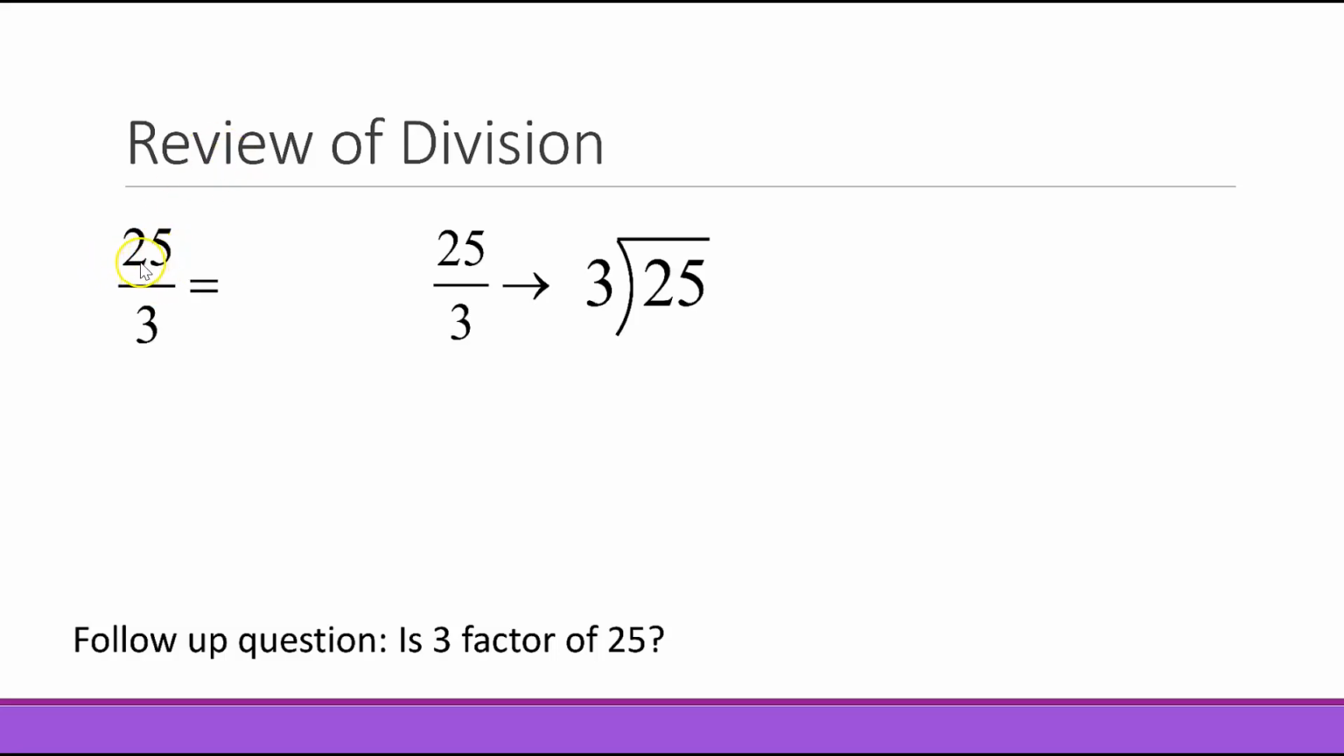So if we have something as basic as 25 divided by 3, a lot of us can do this in our head. We could think, okay, how many times does 3 go into 25? Well, it goes in 8 times with a remainder of 1, and so we'd see this written as 8 1/3. But I want to think about this in a different way, sort of old school, taking 3 and writing it on the outside as the divisor into the dividend 25.